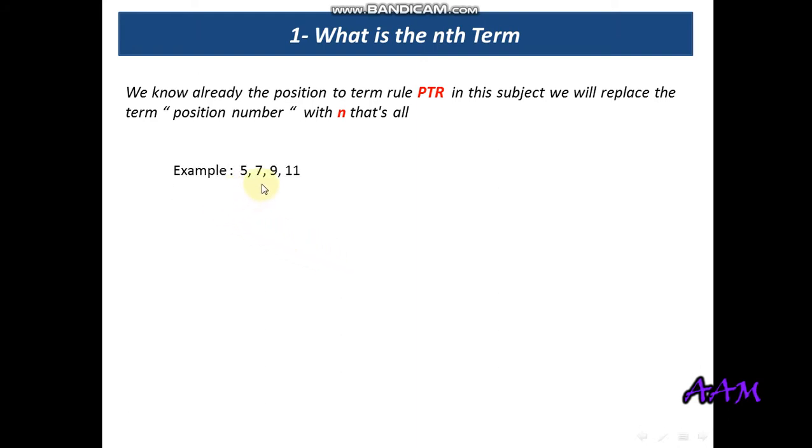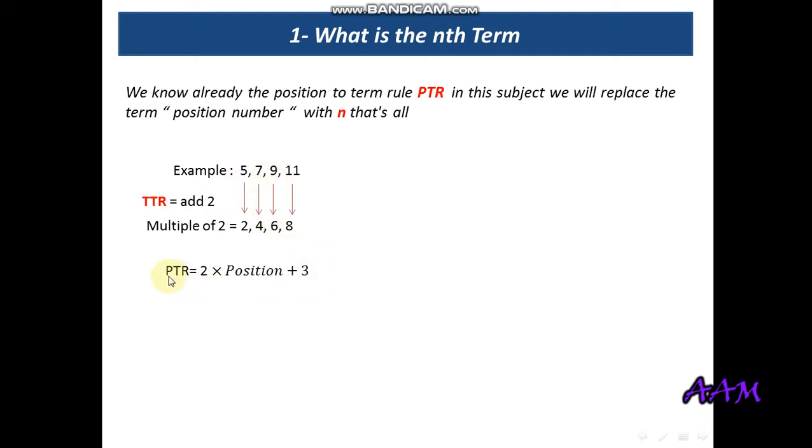5, 7, 9, 11. This is a sequence, okay? Now what is the term-to-term rule here? Adding 2 always. 5 plus 2 is 7, 7 plus 2 is 9, 9 plus 2 is 11. So the multiples of 2 are 2, 4, 6, 8. Now I have the multiples of 2, which is the term-to-term rule, and I have the sequence. The difference between them gives me the number 3.